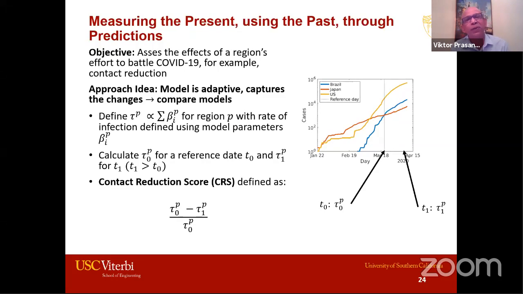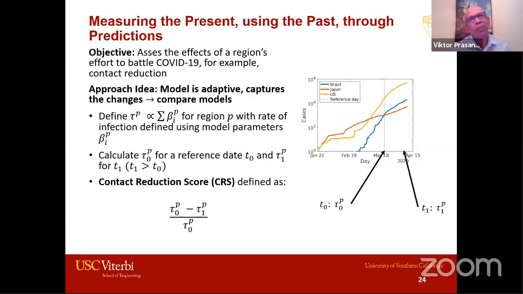There are also a number of applications of this model. For example, we can understand the present scenario by looking at what happened in the past and by looking at what happens through our predictions. It's a very interesting way we can use our model. One of the objectives you might have is to assess the effect of a region's efforts to battle this pandemic, and the impact of contact reduction on the overall spread in a particular region. Because our model is based on machine learning and is adaptive, it captures the changes as the data is fed into the model.